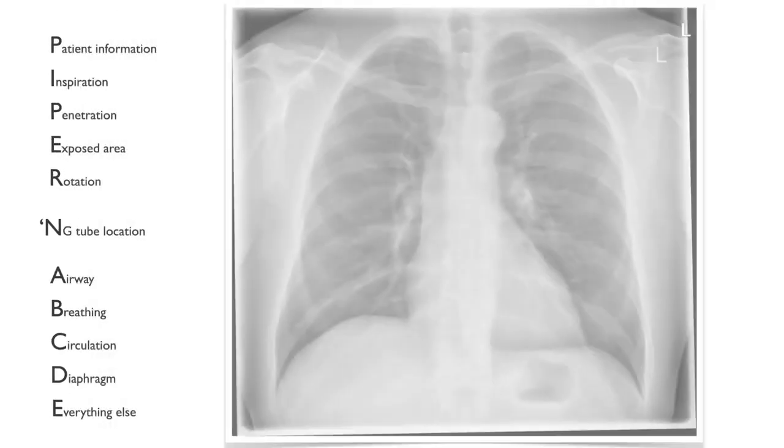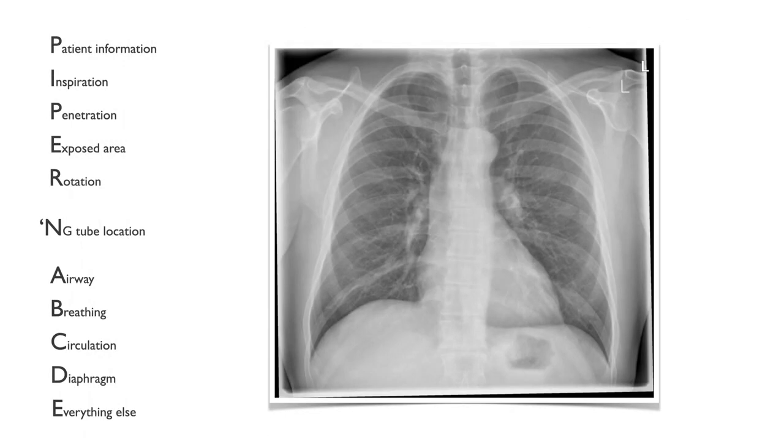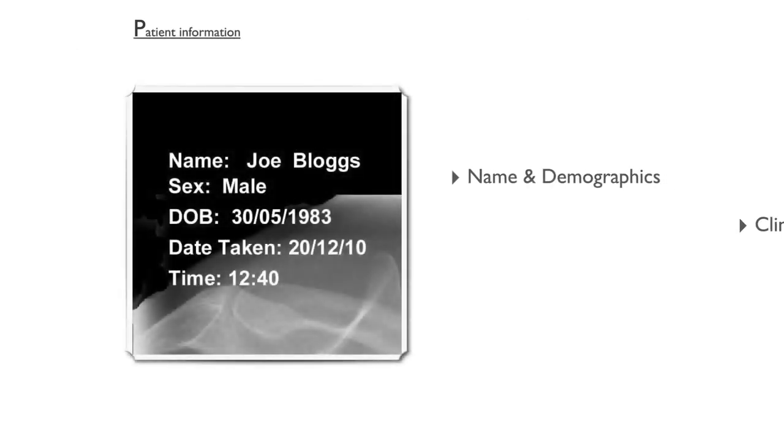The mnemonic stands for patient information, inspiration, penetration, exposed area, rotation, NG tube location, airway, breathing, circulation, diaphragm, and everything else. We will now review each of these in turn, beginning with patient information. You should always begin by identifying the patient's name and demographic details. Review the clinical history and previous imaging, as this may provide valuable evidence in support of your initial diagnosis.